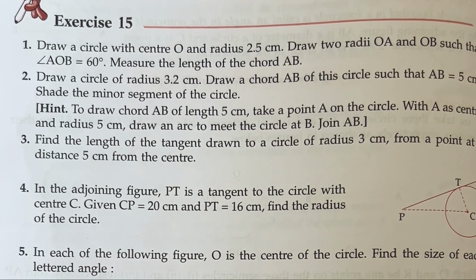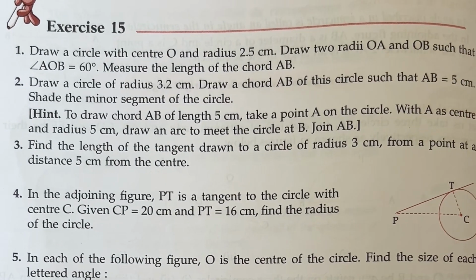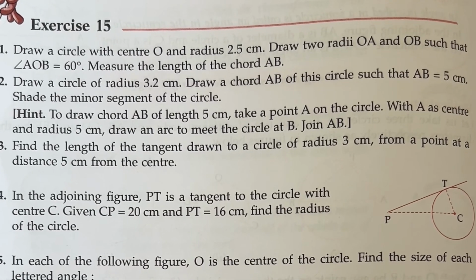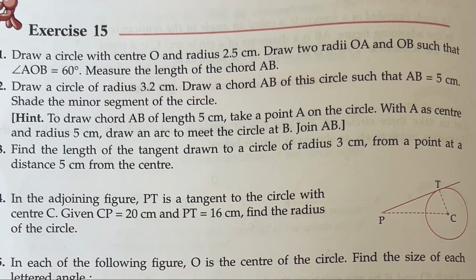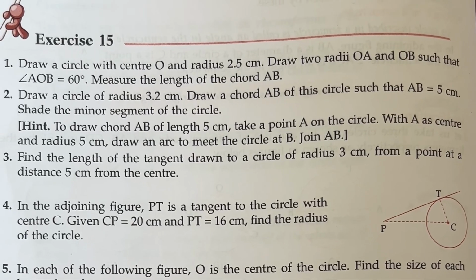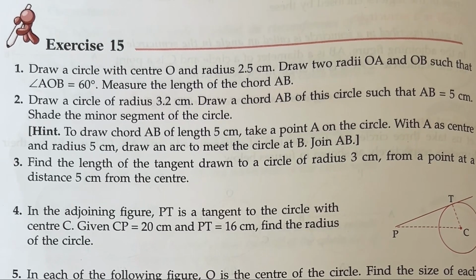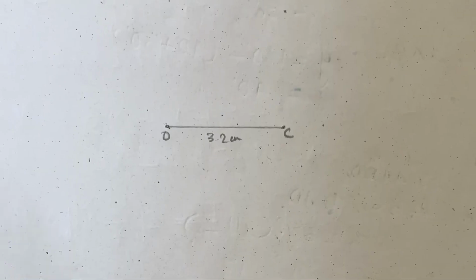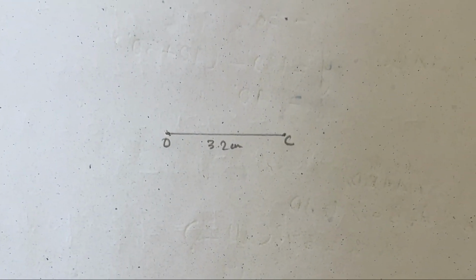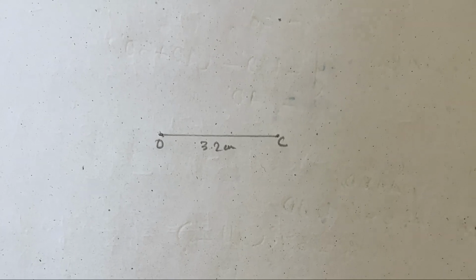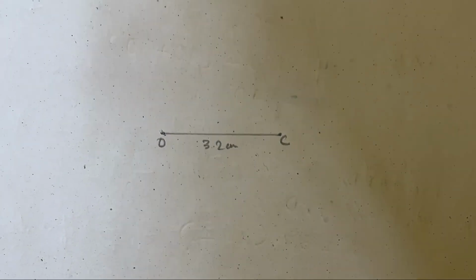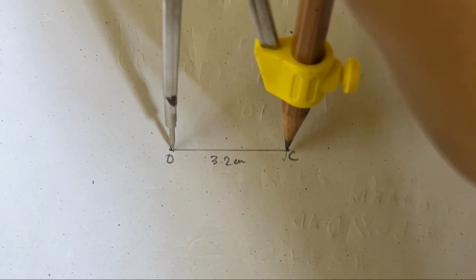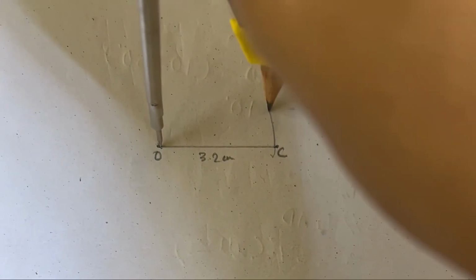Now sum number 2. Draw a circle of radius 3.2. Draw a chord AB of the circle such that AB is 5 centimeter. Shade the minor segment of the circle. Now let us check how to do the sum. As you can see, I have already taken the measurement of the radius 3.2 centimeter, and placing the compass and drawing the circle.